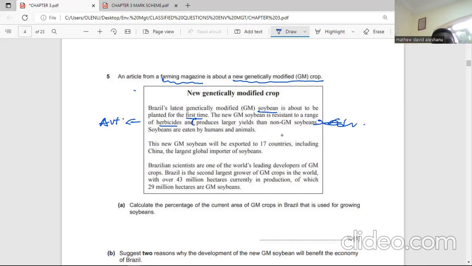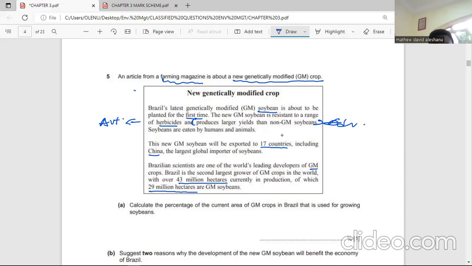Now, soybeans are eaten by humans and animals. The new genetically modified soybeans will be exported to 17 countries, including China, which is the largest global importer of soybeans. Brazilian scientists are one of the world's leading developers of genetically modified crops. Brazil is the second largest grower of genetically modified crops in the world, with over 43 million hectares currently in production, of which 29 million hectares are genetically modified soybeans.